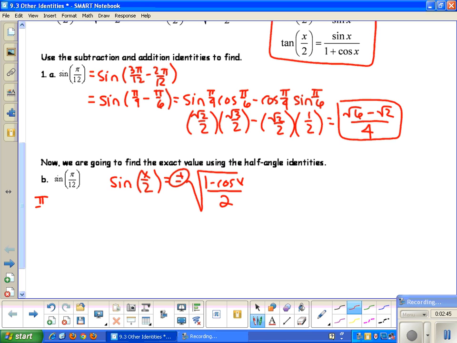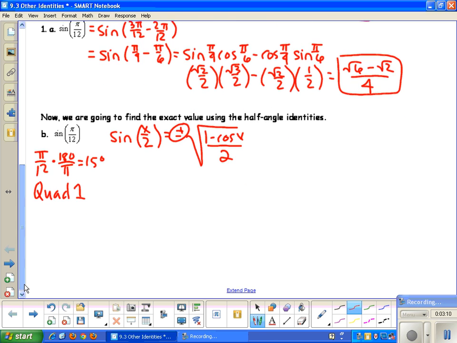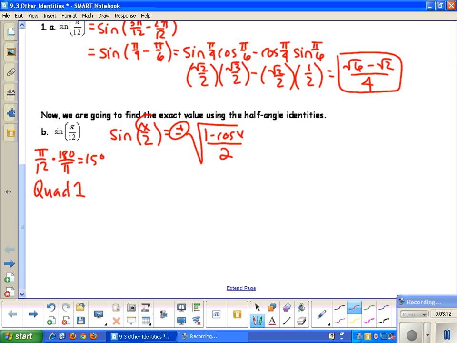in. So pi over 12, if you convert this into degrees, if it helps you to figure out what quadrant you're in, you can multiply it by 180 over pi, which gives me 15 degrees. So I know that I'm in quadrant 1. And in quadrant 1, everything is positive, so I know I'm going to use the positive square root for this. The other thing I need to look at is, notice in my equation, I'm doing x over 2. I'm not putting this into x. I have to figure out what that x value would be in order to give me something divided by 2 gives me pi over 12.